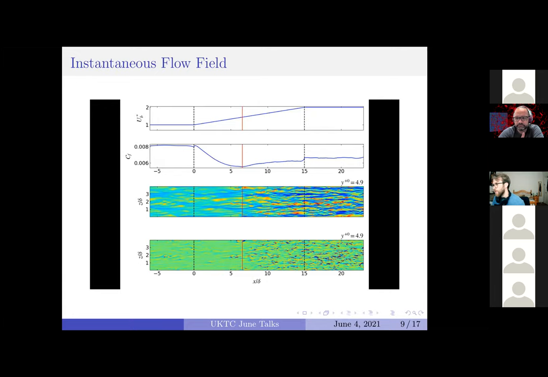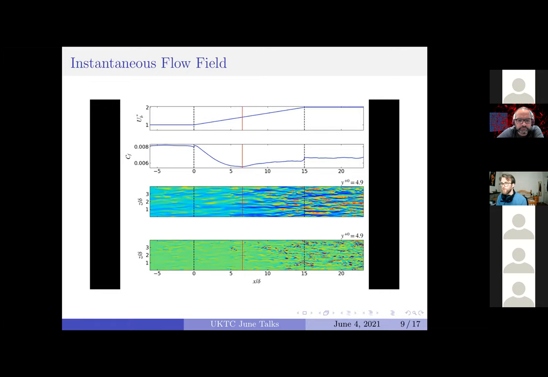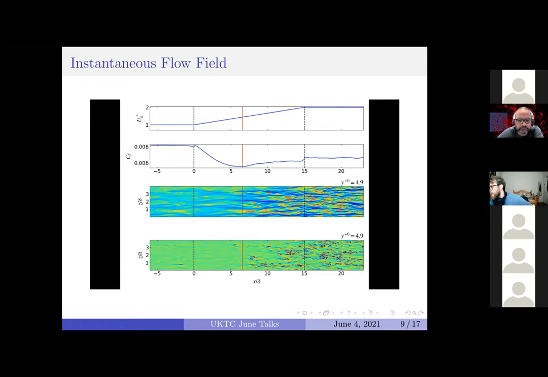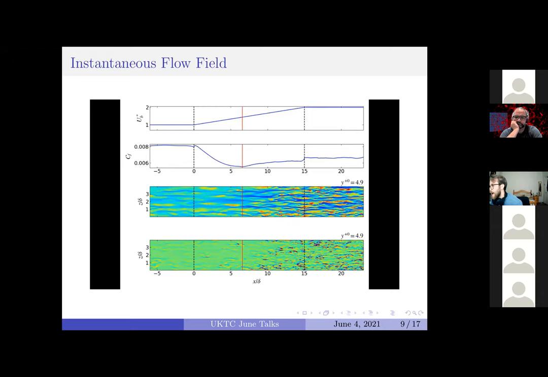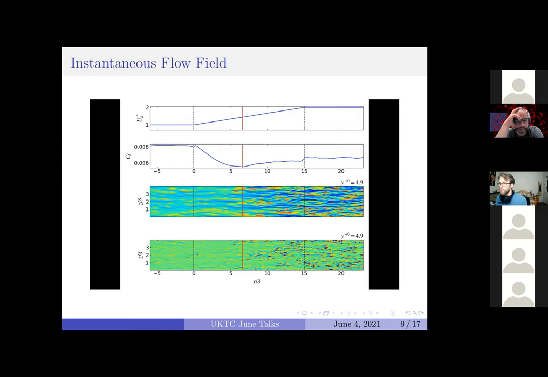The key plots from this one are the third and fourth plots. These show the streamwise velocity fluctuation and the wall normal velocity fluctuation. This shows a plane parallel to the bottom wall at around y plus equals 5. If we look at the start of that third plot, the streamwise velocity fluctuation, we can see the typical near wall streaky structures that we may expect in a wall shear flow.